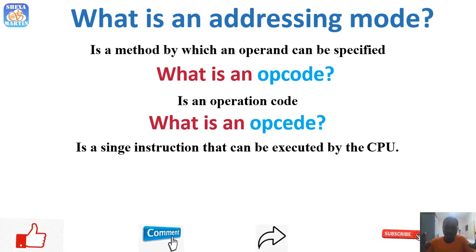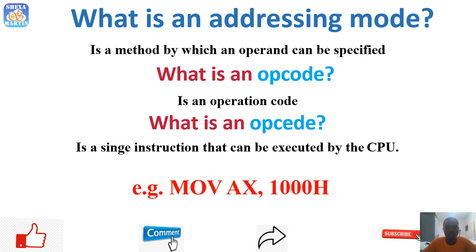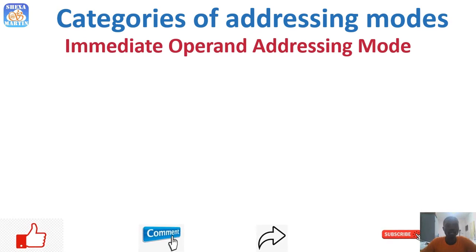But now we are saying an instruction is a single instruction that can be executed by the CPU. By that definition, we mean the whole instruction to say move to BX from AX. For example, this is an instruction: move AX, comma, an immediate value 1000 hexadecimal. So that's it. These are definitions of terms.